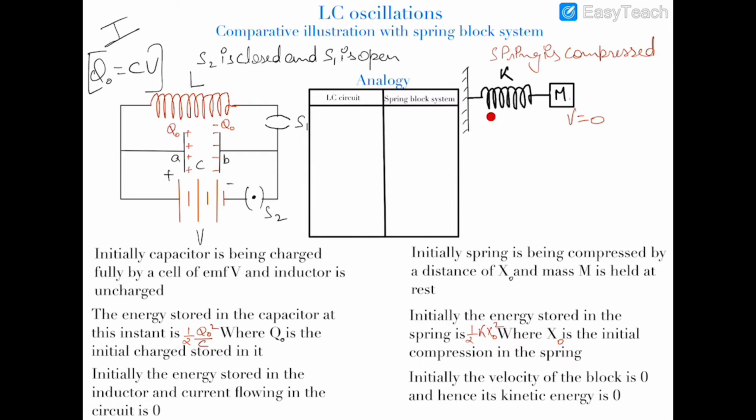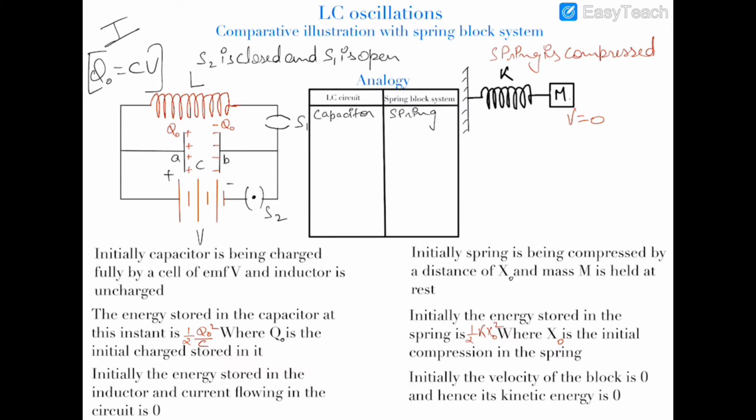Now we can easily compare that in LC circuit we have given the initial energy to the capacitor, and in a spring block system we have given the initial energy to the spring. So clearly I am comparing this capacitor with spring. So I am writing the first comparison in this analogy table, that I am comparing capacitor with spring.